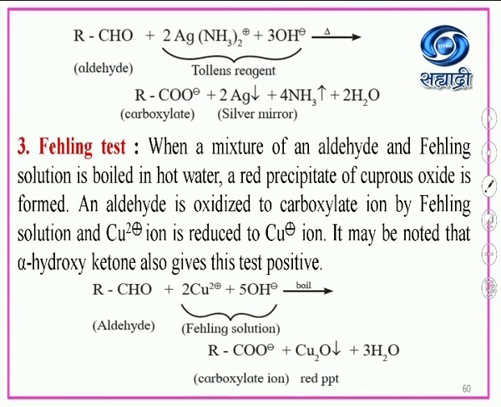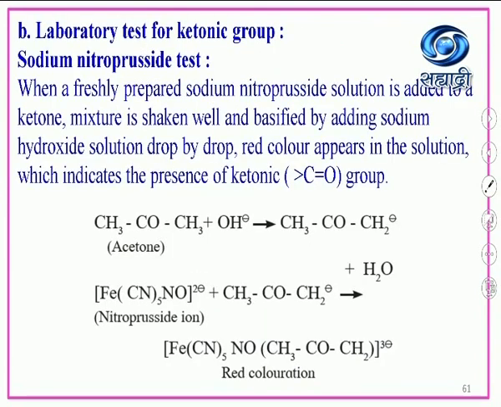We'll take one example. When acetaldehyde CH3CHO is treated with Fehling solution, after boiling you will get CH3COO-, that is the acetate ion, plus Cu2O, the red precipitate, and plus 3H2O. So that is the Fehling test. Now, the laboratory test for the ketonic group is the sodium nitroprusside test. This year, this part of the syllabus is omitted. Just see the slide only.